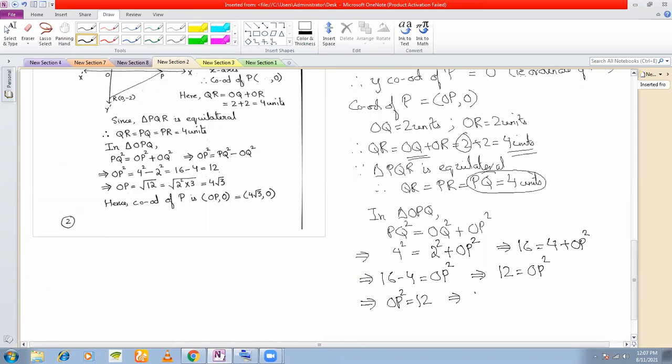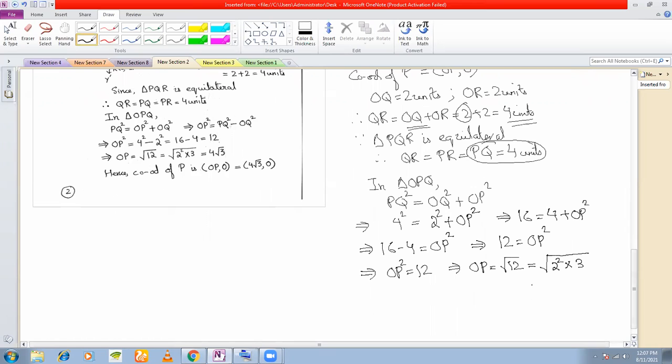How much is OP then? Square root 12. Okay. Now we want to express this as a mixed surd. Prime factorize 12. How much will you get? 2 square into 3. Right? So you get square root 2 square into square root 3, which is equal to 2 root 3 units.